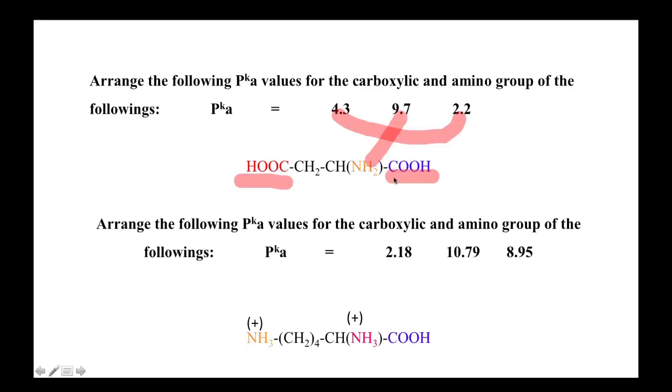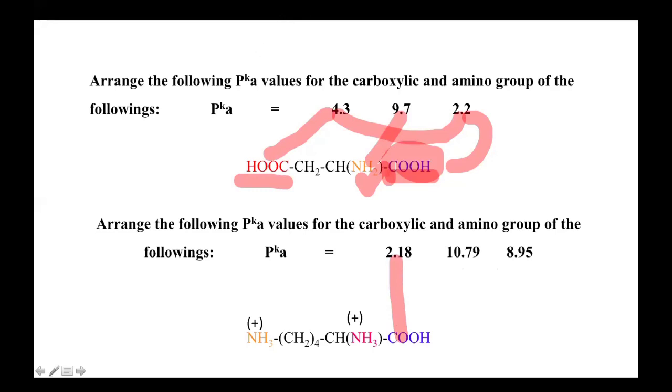Now find out which one is more acidic. Undoubtedly this one will be more acidic due to the presence of this NH2 group. So hence 2.2 should be for the COOH on the very right hand side, and 4.3 for the COOH on the left hand side. Similarly, try to find out the second one, where the carboxylic group should be 2.18, and then work out the next. The more acidic one will be lowest, the less acidic one will be higher. So these are the ways to find out the proper values.